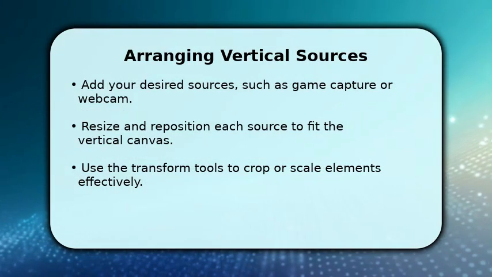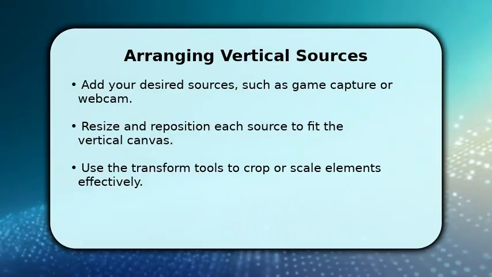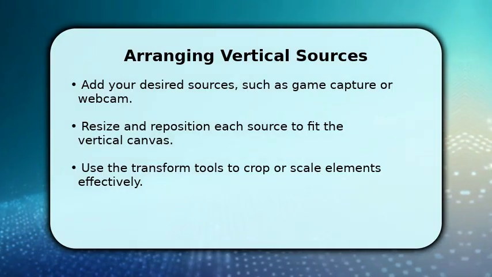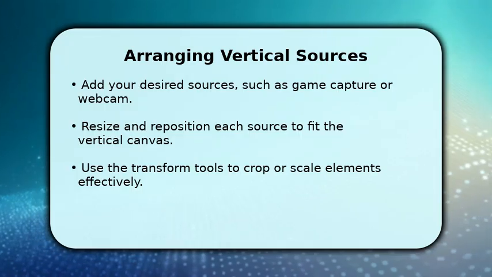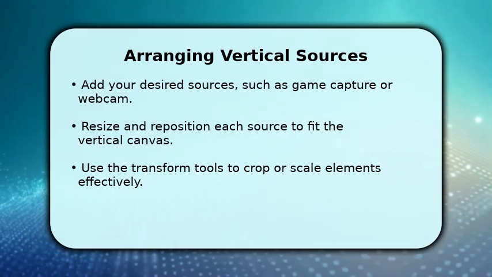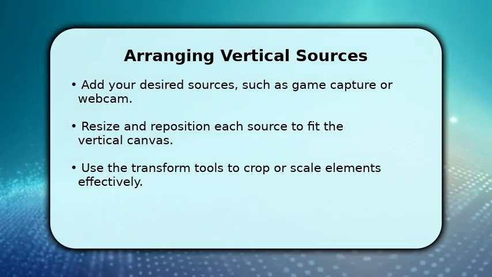Now that your canvas is vertical, you'll need to adjust your sources. Add your game capture, webcam, or other elements as you normally would. Drag and drop them to fit the new vertical space. Right-click on a source, select Transform, then Fit to Screen or manually adjust.